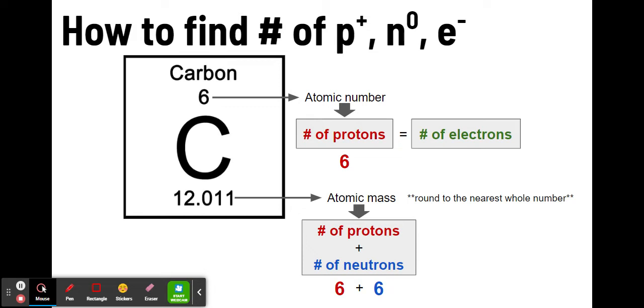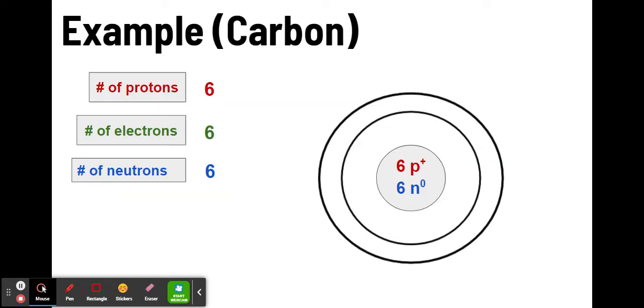Last, we need to figure out how to find the number of electrons. The number of electrons is going to be equal to the number of protons unless the atom has a charge, which in this case, I've not said anything about the atom having a charge. And for this video's purposes, we're just going to keep things simple and assume that the atom doesn't have a charge. So when that's the case, the number of protons just equals the number of electrons. So if I have 6 protons, I have 6 electrons. Okay, so putting that all together, carbon has 6 protons, 6 electrons, and 6 neutrons.